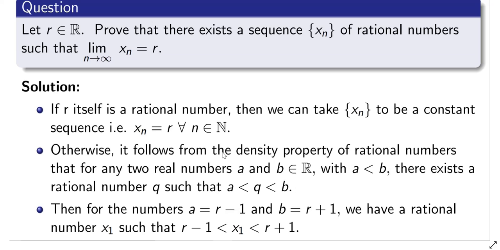So let's come back to this question. We are going to construct a sequence xn. We are going to use the density property of rational numbers, that is, given any two real numbers, between them there exists a rational number q. So if we take a equal to r minus 1 and b equal to r plus 1, then a and b are real numbers. Why? Since r is a real number, r minus 1 and r plus 1 are also real numbers. So by the density property, we have a rational number, call it x1, such that r minus 1 is less than x1 less than r plus 1.